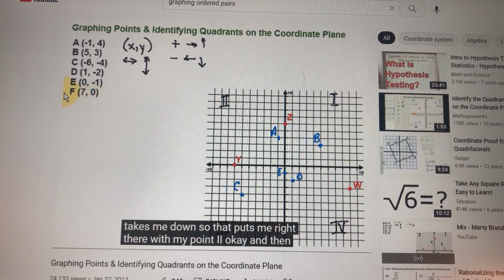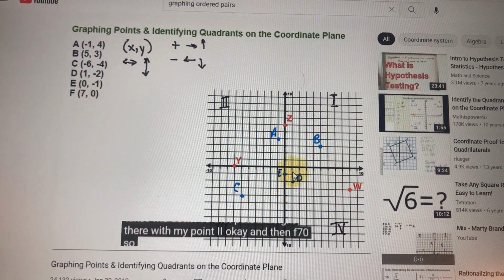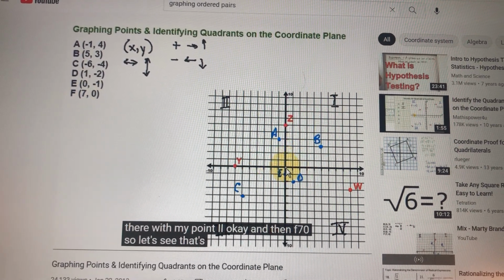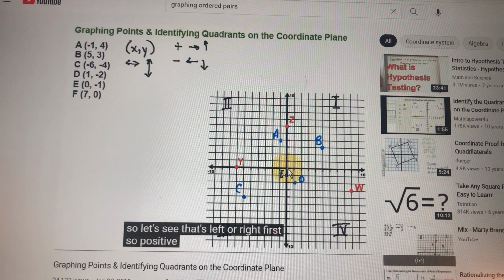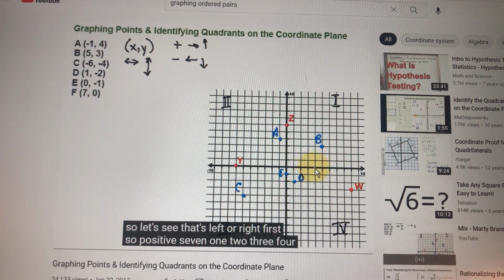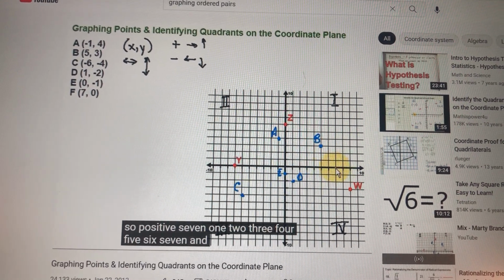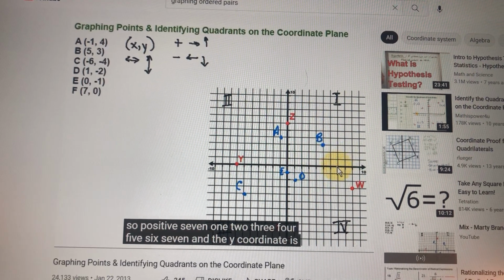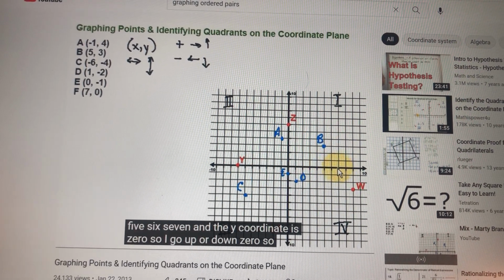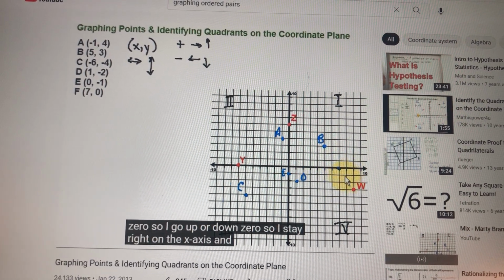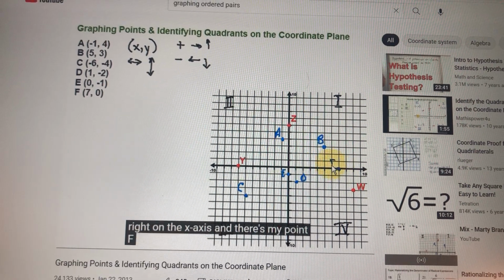Okay, and then F, 7, 0. So let's see, that's left or right first, so +7: 1, 2, 3, 4, 5, 6, 7, and the y-coordinate is 0, so I go up or down 0. So I stay right on the x-axis, and there's my point F.